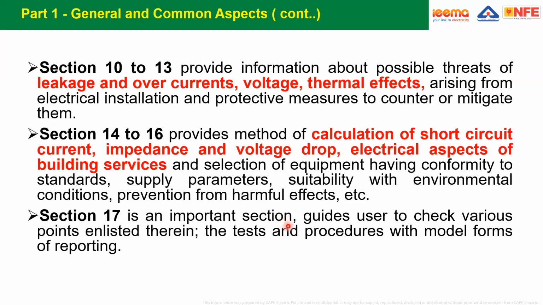Section 14 to 16 provides the calculation of short circuit current, the impedances, voltage drop, electrical aspects of building and services. Section 17 is an important section which guides you to check various points enlisted there in test procedure with model forms for reporting. Section 17 is talking about verification of electrical installation. Verification consists of inspection and testing. Both are included.